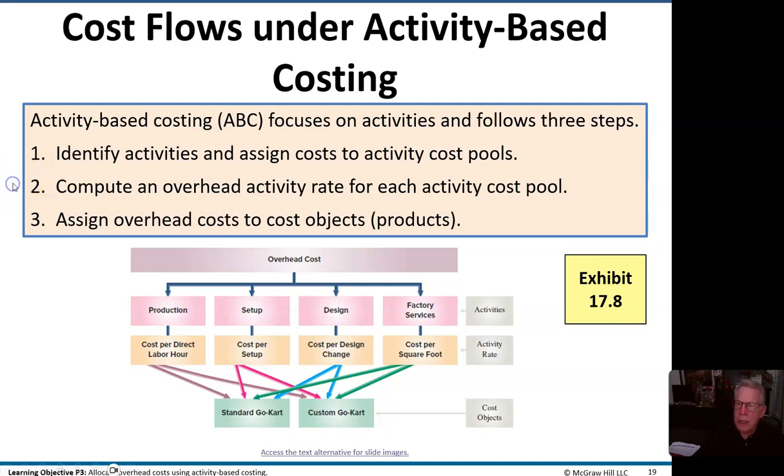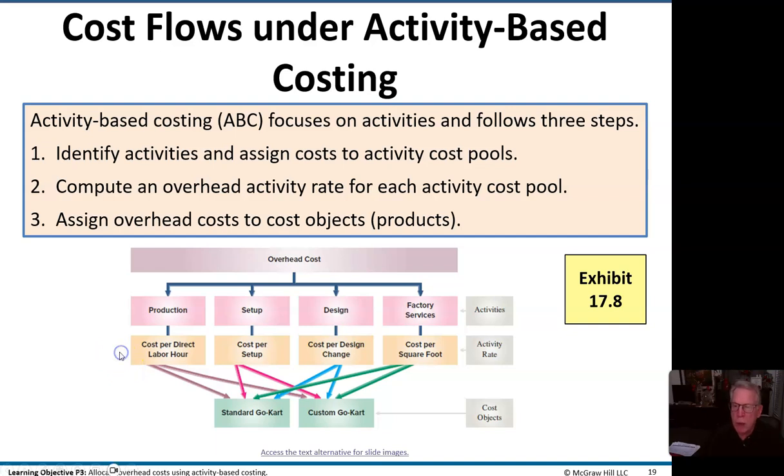Number 2, we compute an overhead activity rate for each activity cost pool. And number 3, we assign overhead costs to cost objects, products, just like we've been doing. So these are the cost flows under the activity-based costing system. So here's our overhead costs, and we break it down into these activities. Here's production, setup, design, factory services. Those are our activities. And then we compute an activity rate.